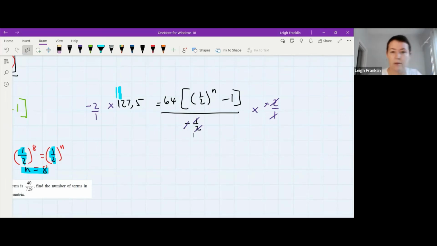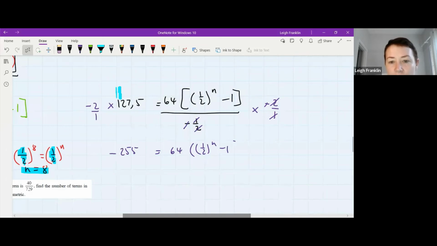and you should have got minus 255. Did that work out? Yes. Okay, so you got the minus 255? Yes. Now you need to divide both sides by 64.